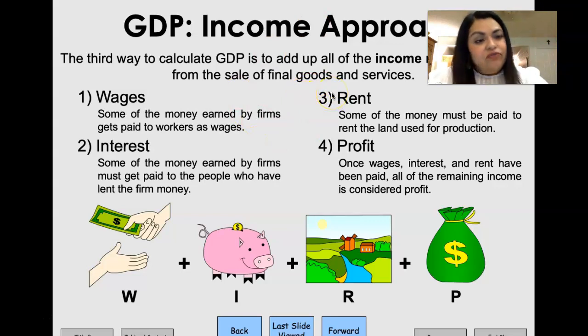Rents are tricky. If you are renting a house, that's not counted into GDP. If you're renting land that you're using to produce something, like farmland, that's counted into GDP. So it gets a little tricky here. In profit, of course, wages, interest, rents, all the extra. Like if you're a business and you have profit, that is counted into GDP and only in the income approach.